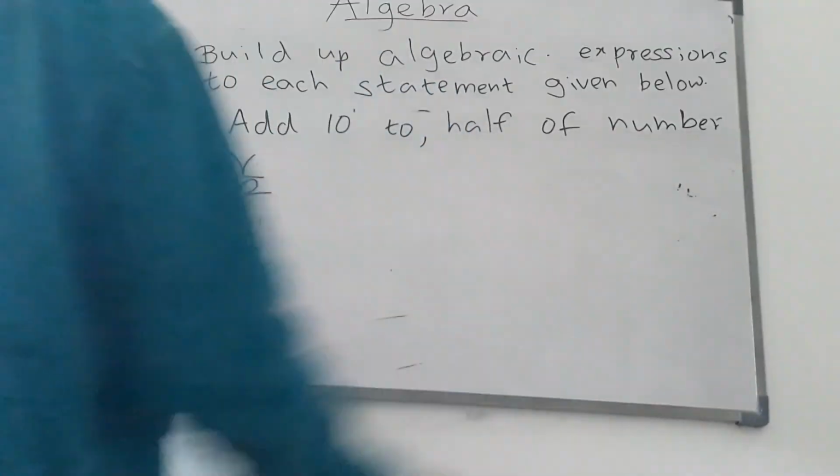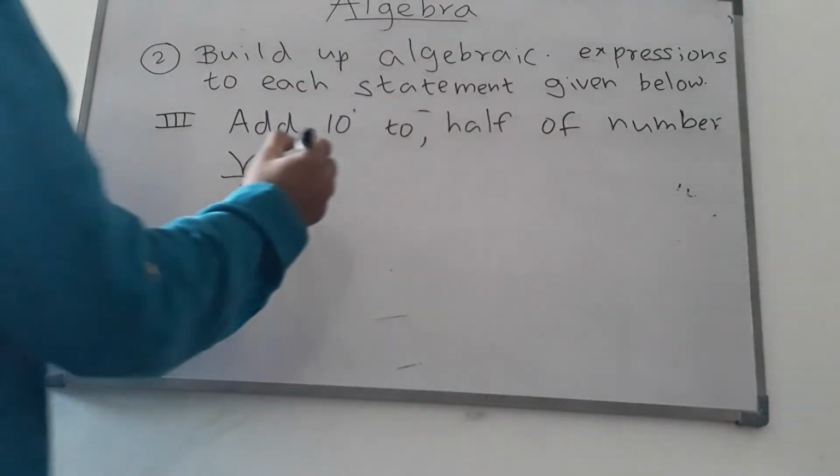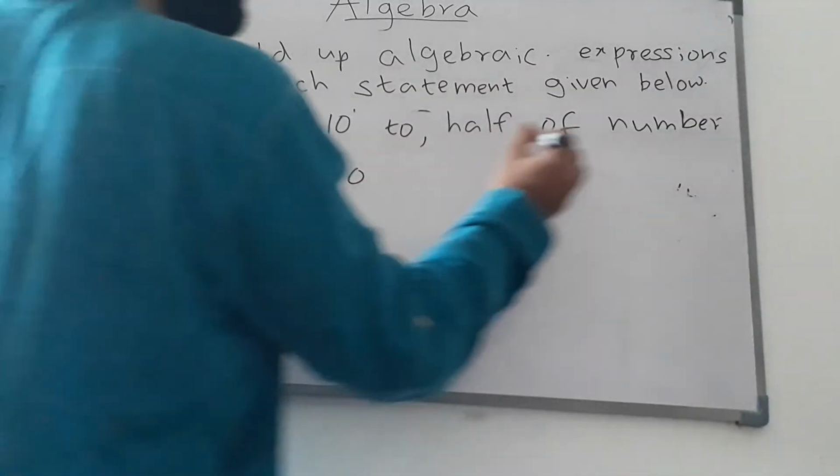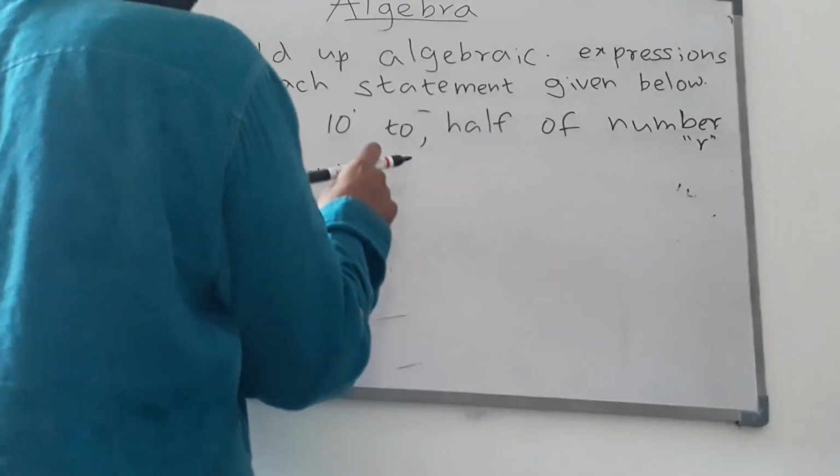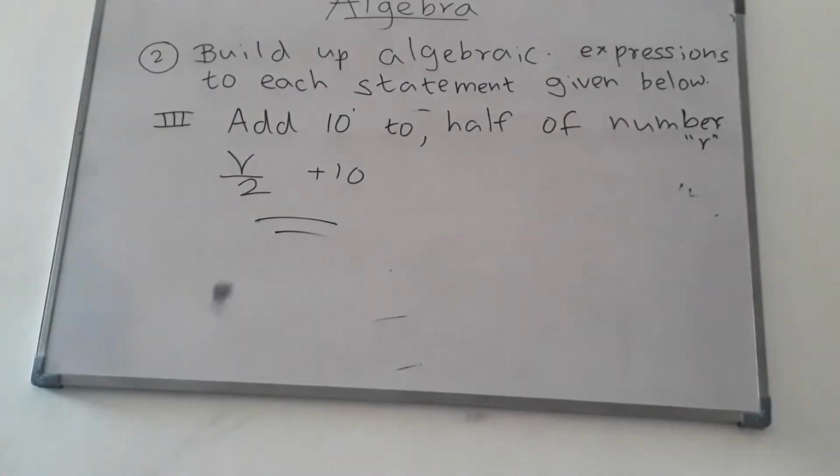So this is an r term. Add 10 to half of number r. You have to add 10 to half of number r, means r divided by 2. This is the answer.